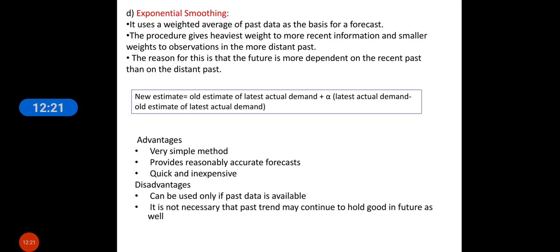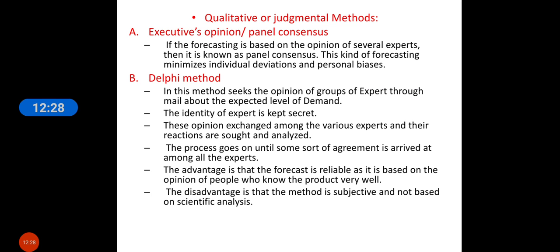So this is all about your quantitative data. Now qualitative or judgmental method. We are going to cover this in our next lecture.